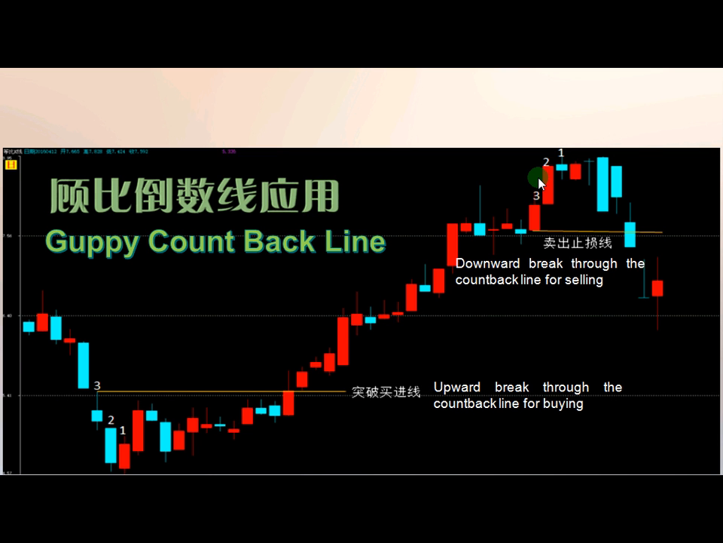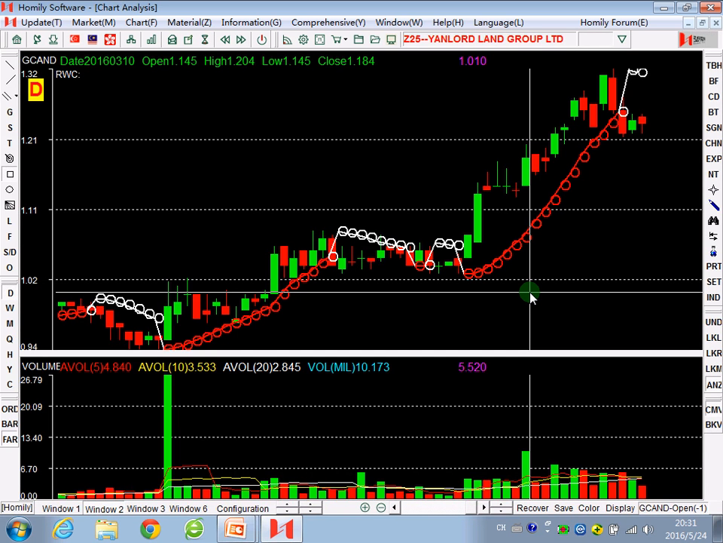So if you see the price fall below this one, what does that mean? You'd better sell out your stock, okay? Because you see here, downward break through the count back line for selling. So you can practice by your stock, and we can see some examples. Do you have shares? Then you can give me examples, and I can check for you whether it's suitable or not. Or you can check by the stock, or you can check the S&P index or also Pan.